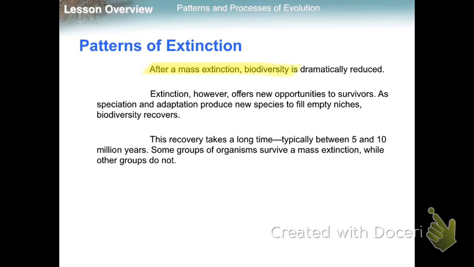After a mass extinction, we see a reduction in biodiversity. So there's less variety in the number of organisms around. However, the survivors have less competition. They have increased availability of resources. So as speciation and adaptation produce new species to fill empty niches, the biodiversity recovers. It might look slightly different from what it did prior to the mass extinction, but biodiversity can recover, although it takes time, between 5 and 10 million years. Some groups survive mass extinction, others do not.